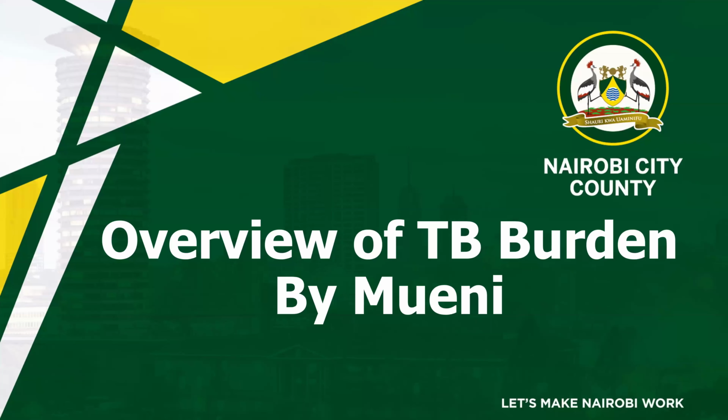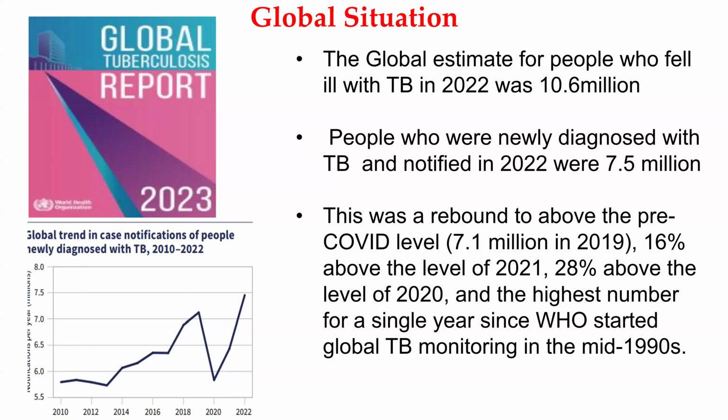Okay, welcome. Now, thank you so much. So we just wanted to see the overview of the TB burden in the whole world. So the global estimate for people who fell ill with TB in 2022 was 10.6 million. People who were newly diagnosed with TB and notified in 2022 was 7.5 million. There was a rebound above the pre-COVID level, 7.1 million in 2019, 16% above the level of 2021, and 28% above the level of 2020. And the highest number for a single year since WHO started global TB monitoring in the mid-1990s.